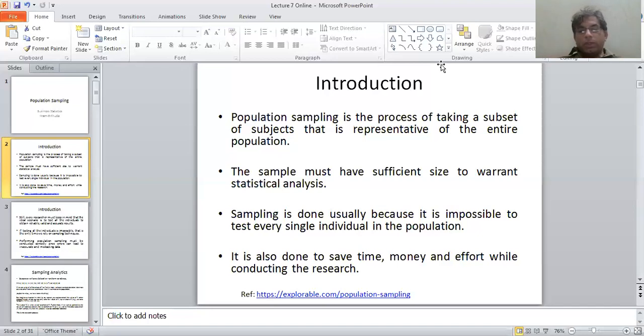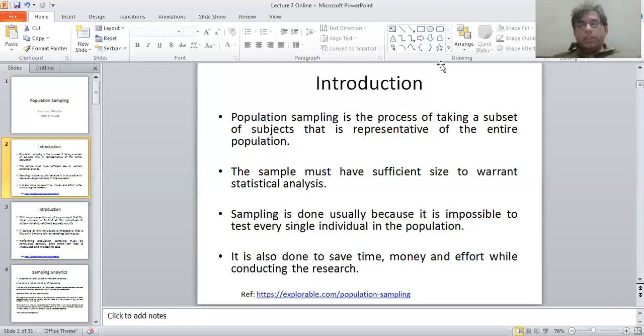So sampling is very, very important in any research, in any quantitative or qualitative data analysis. The sampling process must be done very cautiously, very, very properly.